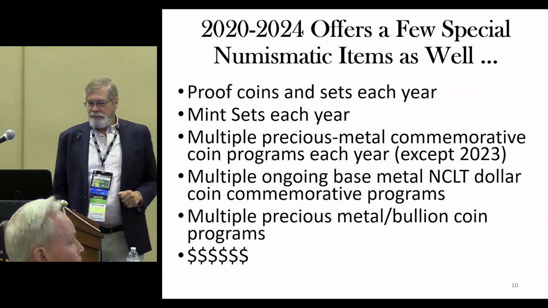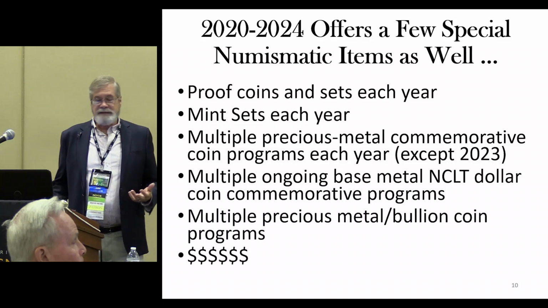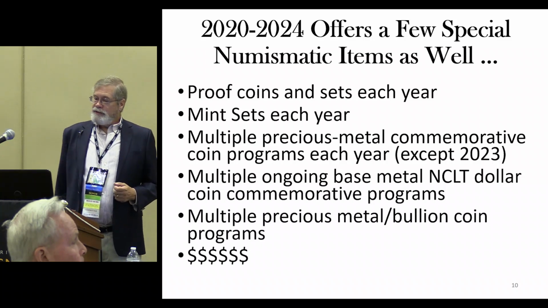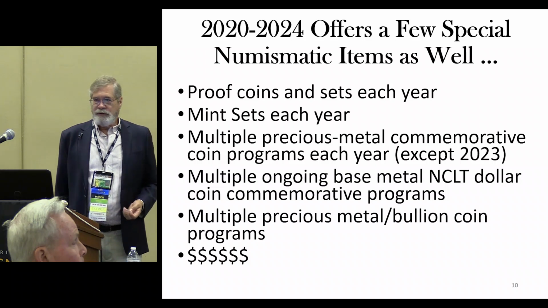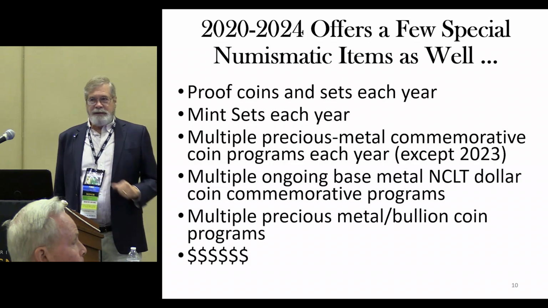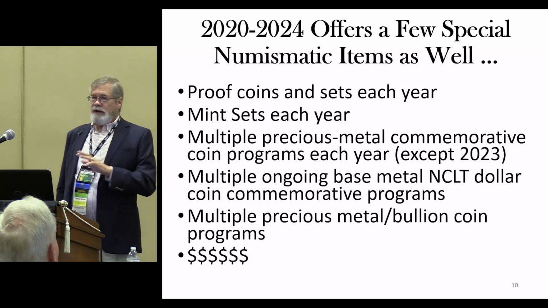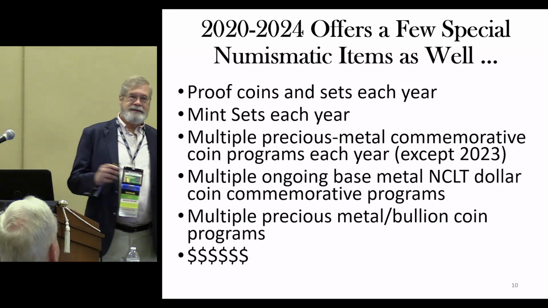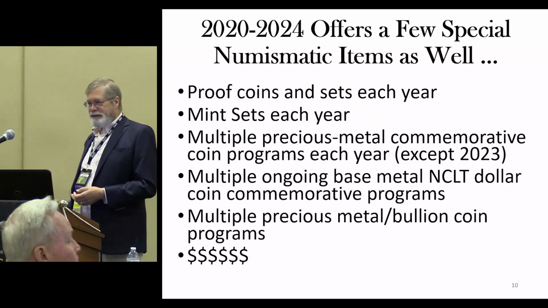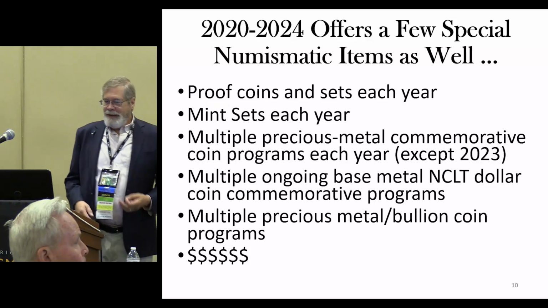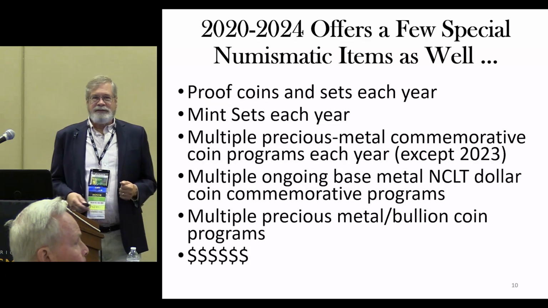Each state gets into that program over the course of about 10 years, and then the territories and DC follow after that. And we also have multiple precious metal bullion coin programs. Even though we don't have any circulating coins using precious metals, we've got gold bullion coins you can get, or you can get silver bullion coins, or you can get palladium coins, or you can get platinum coins. And it gets a little pricey after a while.